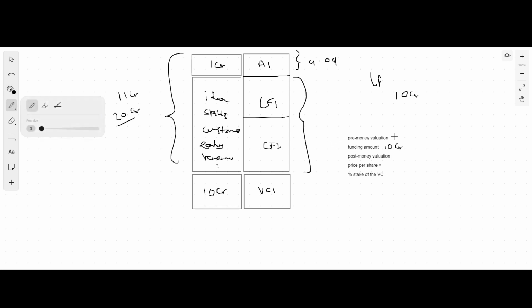Now, again, we've got to do the same math. We say we had a pre-money valuation of 20 crores, right? Back in the last round, it used to be 11 crores. You've made 9 crores worth of progress, so it's 20 crores now. The post-money valuation is 30 crores, right?